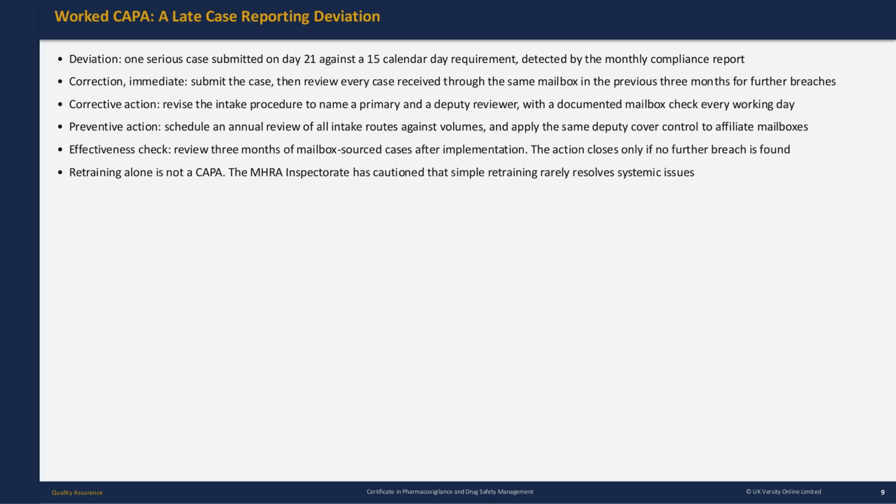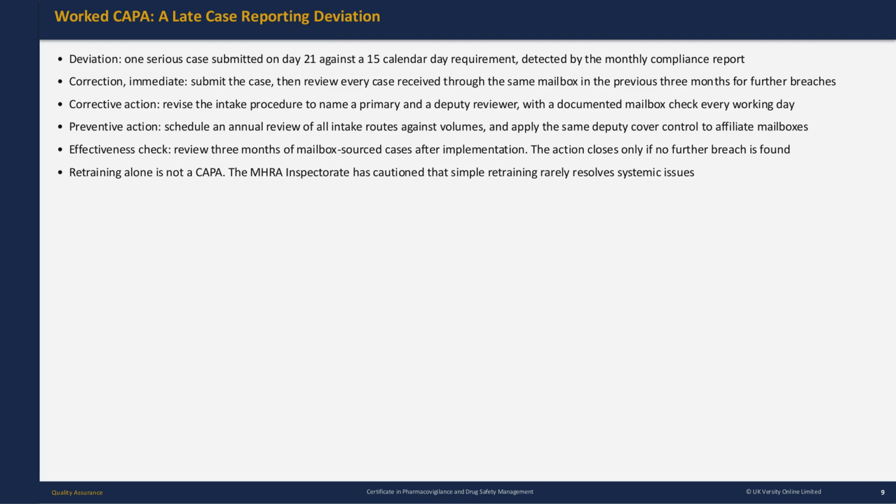Worked CAPA, a late case reporting deviation. Deviation: one serious case submitted on day 21 against a 15 calendar day requirement, detected by the monthly compliance report. Correction, immediate: submit the case, then review every case received through the same mailbox in the previous 3 months for further breaches.